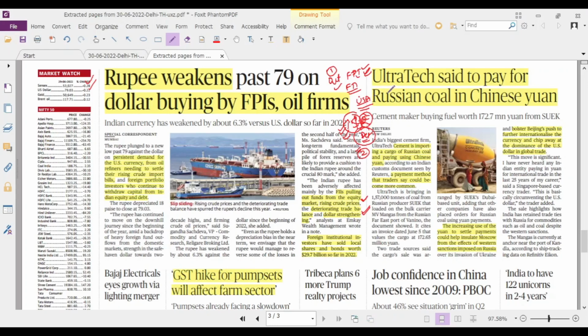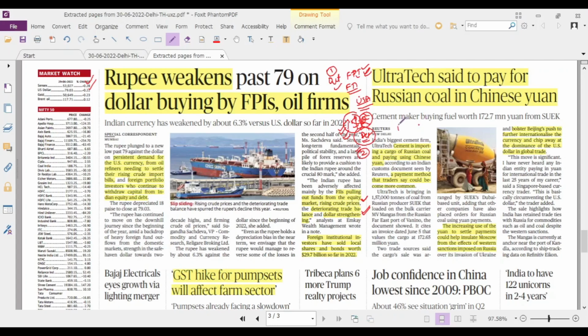UltraTech said to pay for Russian coal in Chinese yuan. This is the first time an Indian company is paying to Russia for import of coal using the Chinese yuan instead of US dollar. So here there are various implications. One, in order for Russia to overcome the restrictions that the US government has put because of the Ukraine conflict, Russia is promoting payment through Russian rubles, and here the Russian companies are accepting Chinese yuan also.